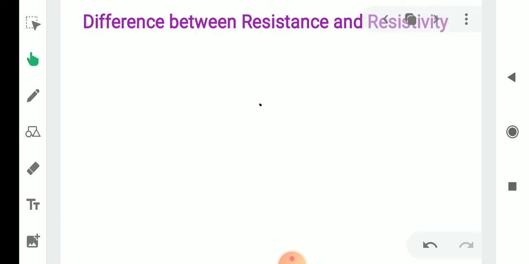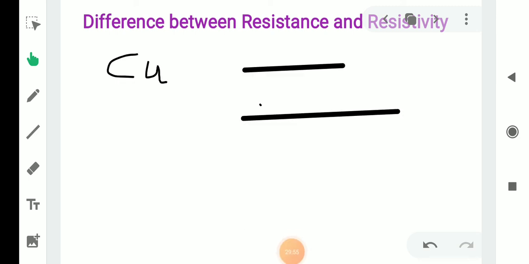difference between resistance and resistivity. Now you may have in your mind whether resistance and resistivity are one and the same. No. Never. Resistance is not the same as resistivity. Here I have considered the copper wire. Here you can see two copper wires. Here the length I'll consider as L, and here it is 2L.